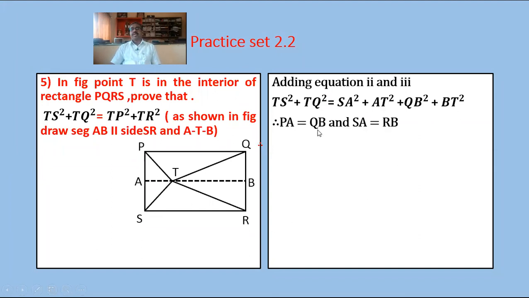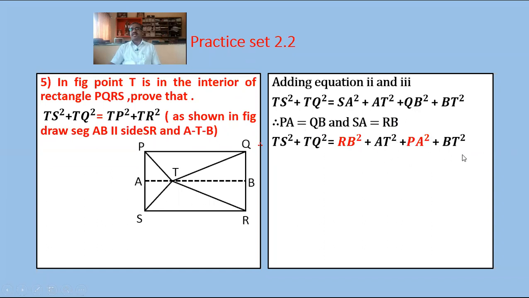But PA is equal to QB. PA is equal to QB because PQBA is a rectangle. Opposite sides of a rectangle are congruent. Therefore PA is equal to QB and SA is equal to BR. Substitute the values here. Therefore TS square plus TQ square, with SA replaced by RB square plus AT square, and QB replaced by PA square plus BT square.